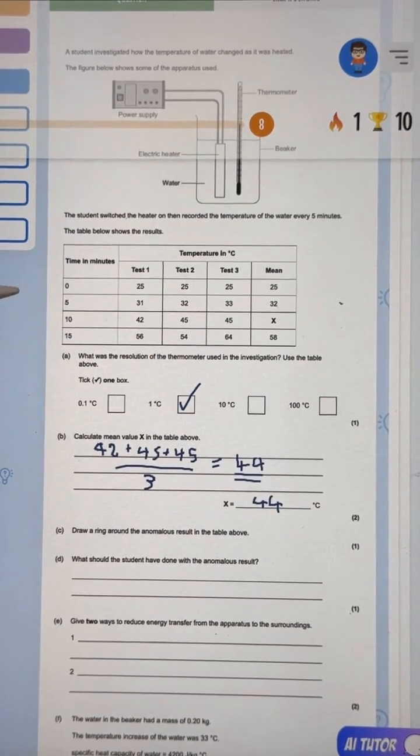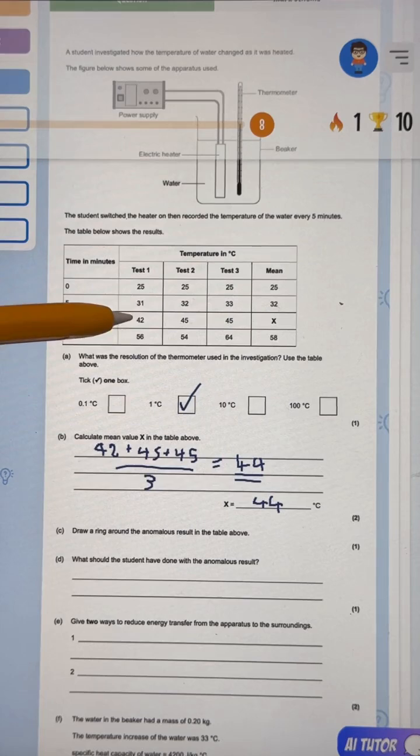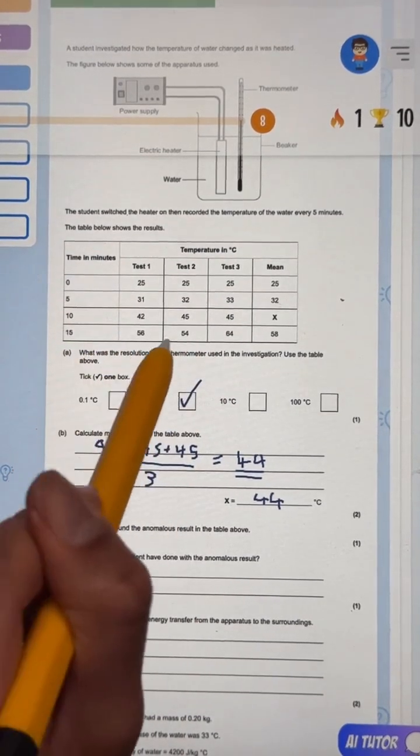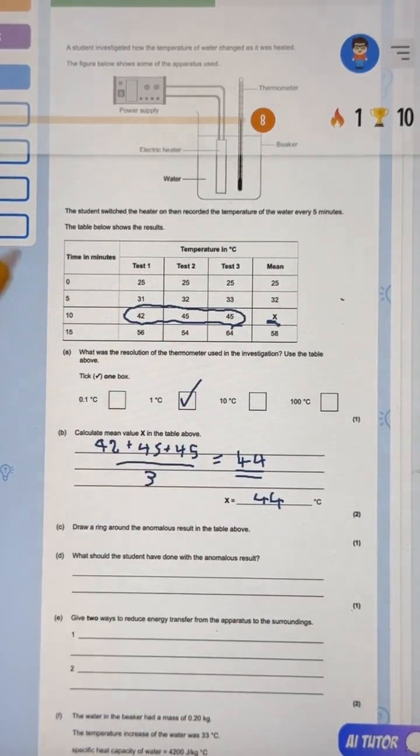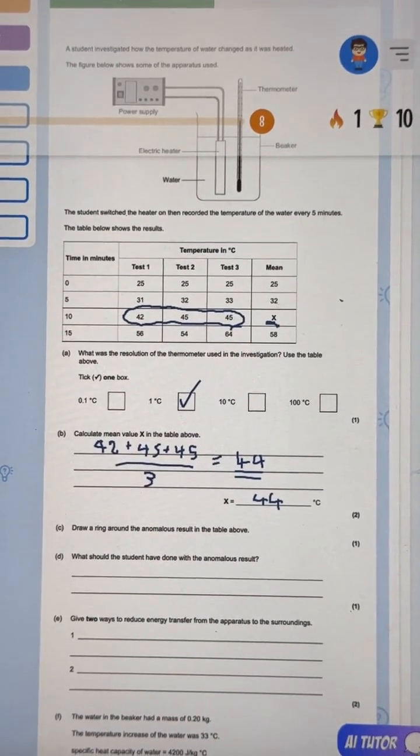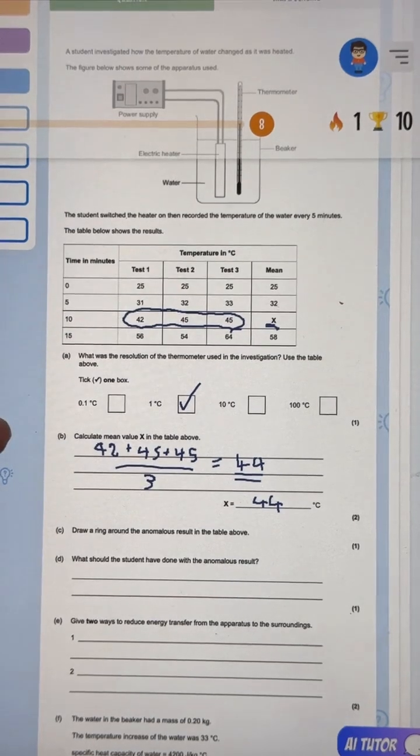56 wouldn't be correct, Mr. Nobody, because that's in the wrong section of the table. We're looking at value x, the mean. So that's referring to these 3 values here. Mimi, yes, this is paper 1, correct.